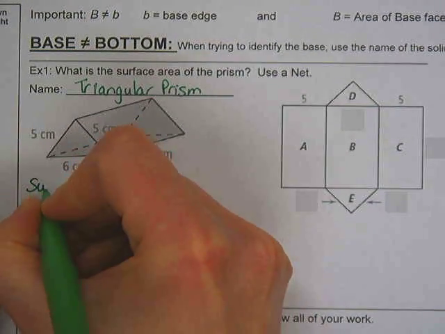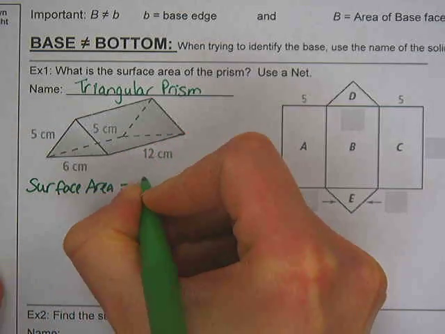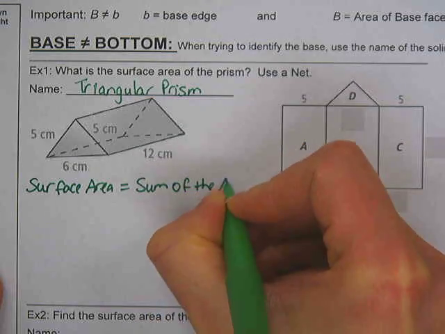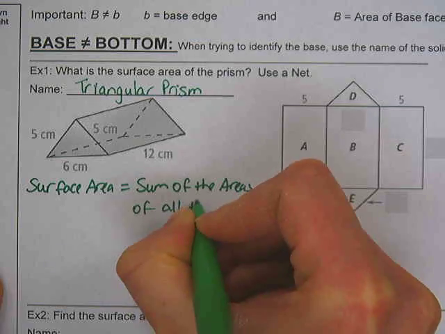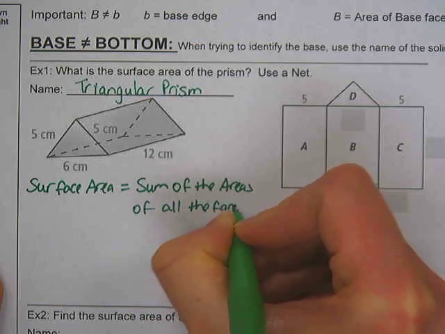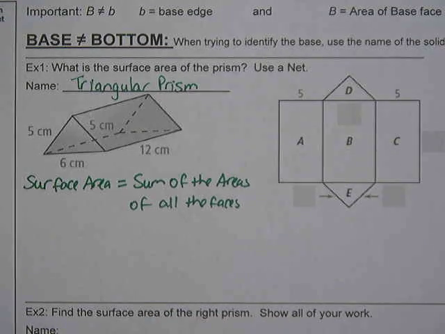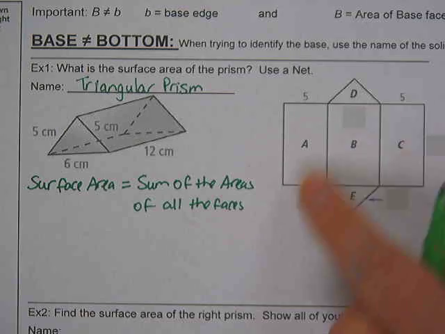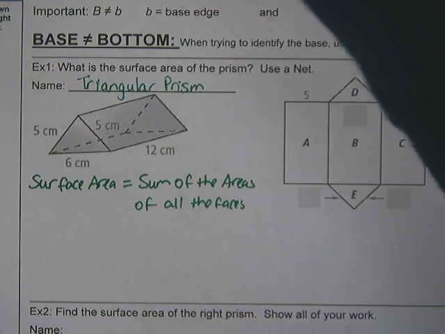Now when it comes to surface area, it is going to equal the sum of the areas of all the faces. The faces are the surfaces on the solids. So let's continue by identifying all these missing blanks here on the net diagram.